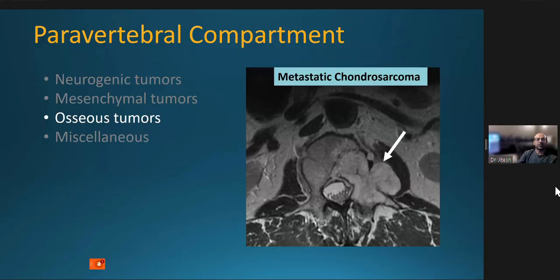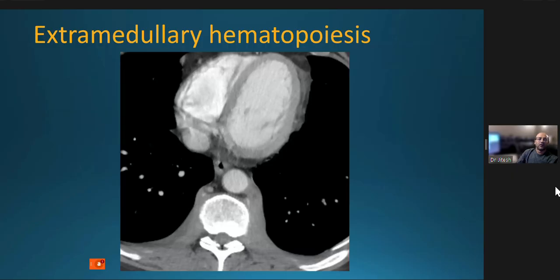So this is an example of an osseous tumor in the paravertebral space. This is an example of a metastatic chondrosarcoma involving this vertebral body. We can see this lobulated mass arising from this vertebral body. So this is an example of a chondrosarcoma. All right, so this is one of the miscellaneous conditions which can occur in the paravertebral space. This is a patient with, I think, leukemia, who was found to have this homogeneous soft tissue in the paravertebral space bilaterally. So this is an example of extramedullary hematopoiesis.